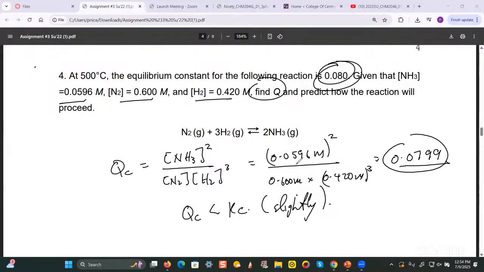Yes, ma'am, I'm sorry. No, because you have 3 sig figs here, here, and here. So you have to round this to 3 sig figs. You see what I'm saying?